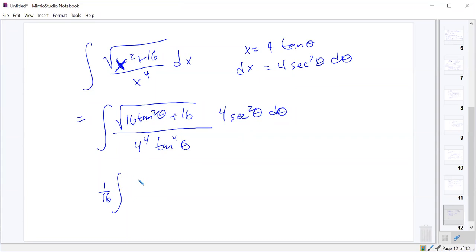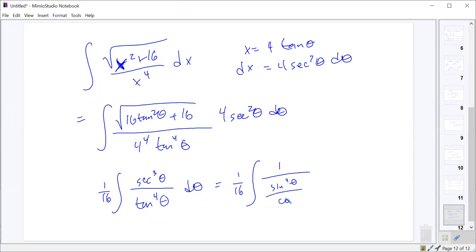So we end up with 1/16 of secant cubed theta over tangent to the 4th theta d theta. And simplifying that down, this is 1 over cosine cubed. This is sine to the 4th over cosine to the 4th. So we can get rid of a cosine cubed in the denominators of each of those. So really all we end up with here is 1 over sine to the 4th theta over cosine theta, which ought to just be 1/16 of cosine theta d theta over sine to the 4th theta.